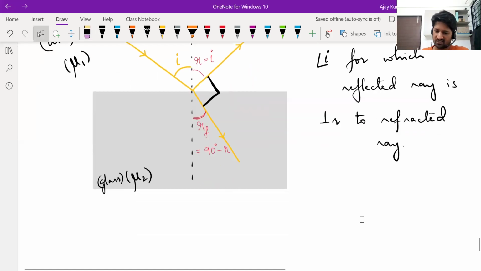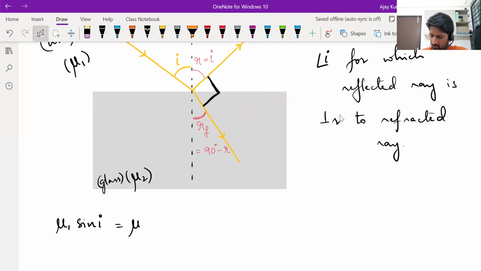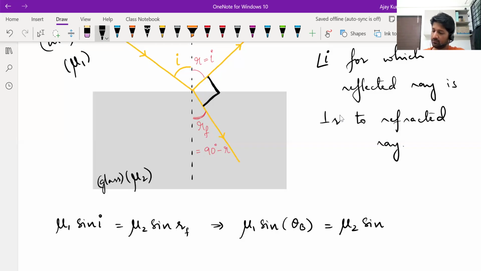Rishi, tell me the equation for Snell's law. Mu1 sin I is equal to mu2 sin R. Good. Mu1 sin I is equal to mu2 sin R, where R is the angle of refraction. I'll write it as RF, just to avoid confusion. So mu1 sin I. The angle of incidence here is Brewster's angle, that is what we want to derive an expression for. So mu1 sin theta b, where theta b stands for Brewster's angle, is equal to mu2 sin angle of refraction.